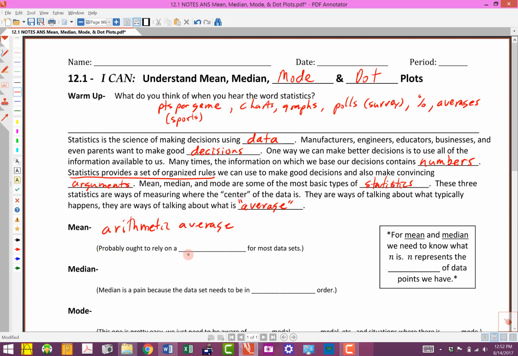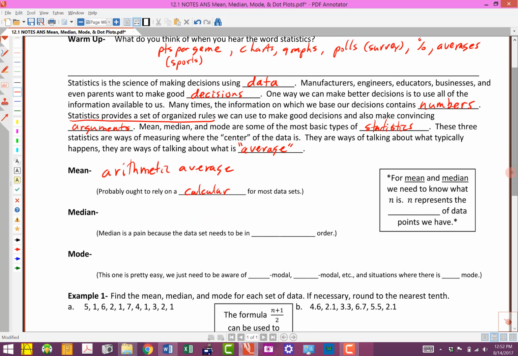So when we do these, we probably ought to rely on a calculator in order to figure this out for us. Sometimes we're going to add things up and they're going to be pretty big numbers, and then we're going to divide. It's not going to go in evenly. We might have a decimal or something like that. So we're going to rely a lot on the calculator to figure out the mean for us.